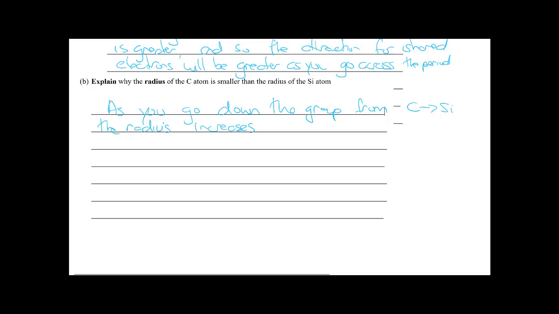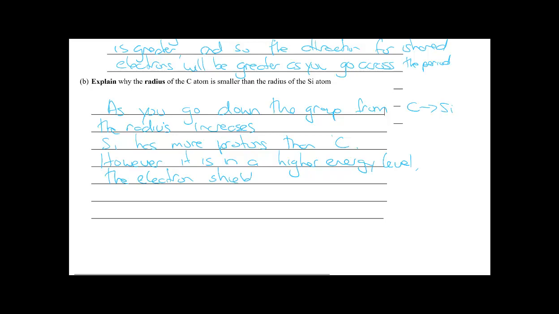Now the statements you'll need to be making are kind of similar in a way. The first will be silicon has more protons than carbon, which does increase the attraction. However, it is in a higher energy level, and as soon as that happens, the electron shielding is going to be greater.